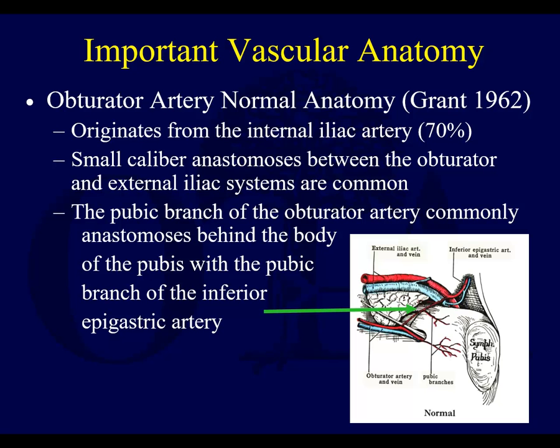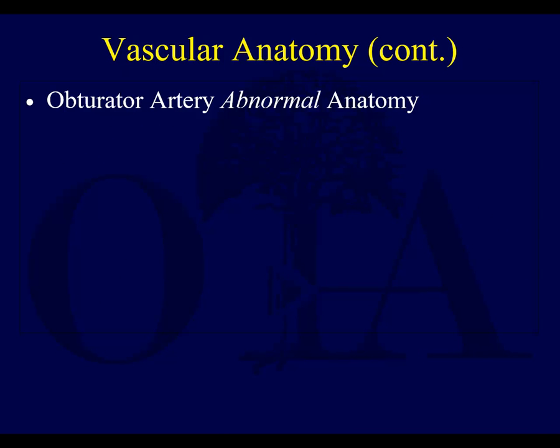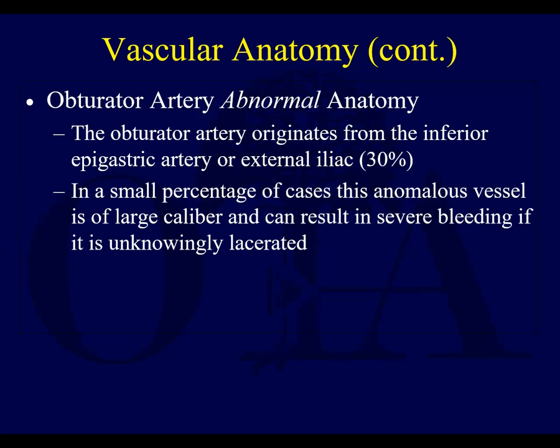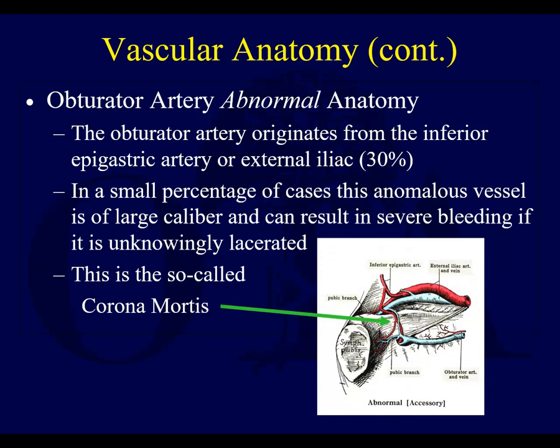So if you're doing surgery, for instance, and you're working on the retropubic bone, you may encounter these anastomoses. Now, in an abnormal situation, the obturator artery potentially can originate from the inferior epigastric artery or the external iliac, and that can be particularly large. So here you can have a very large anastomosis that is found on the retropubic surface, and this is the so-called corona mortis, or the crown of death.